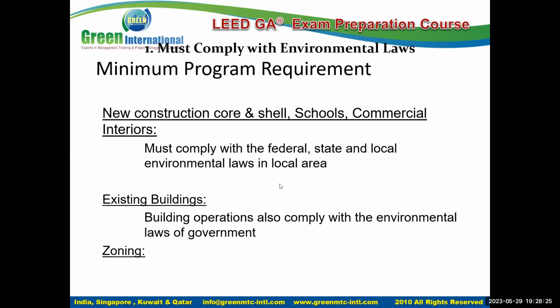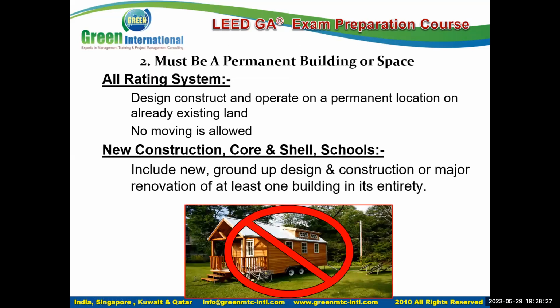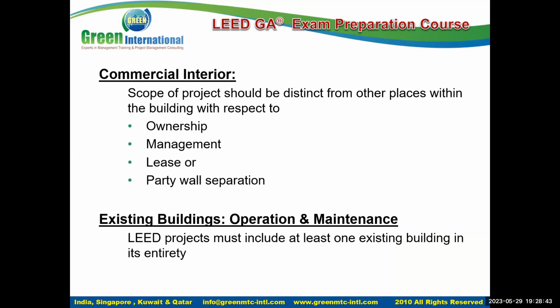It must be a permanent building or space. It cannot be mobile or dismantleable, like caravans, tents, etc. These are not really considered for a LEED certification. It has to be a permanent location on existing land. Again, when you're looking at existing buildings and applying for an operation and maintenance certification, it has to include at least one existing building in the complete project. It cannot have complete new constructions.